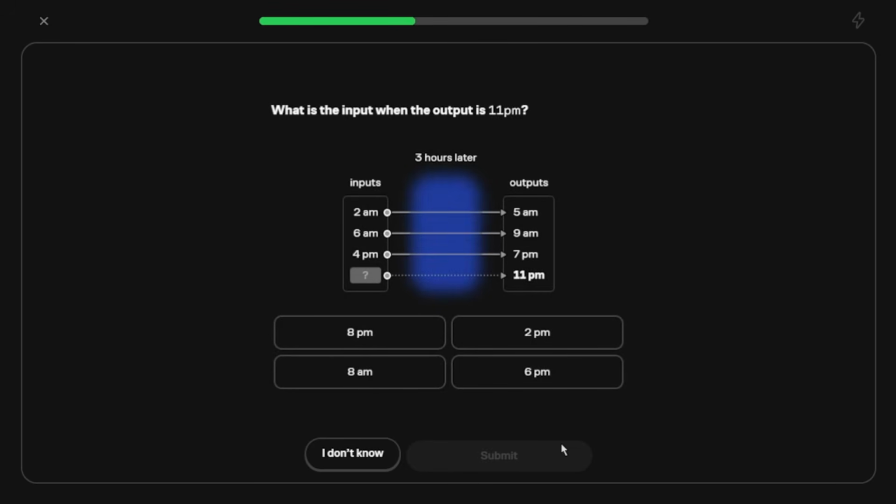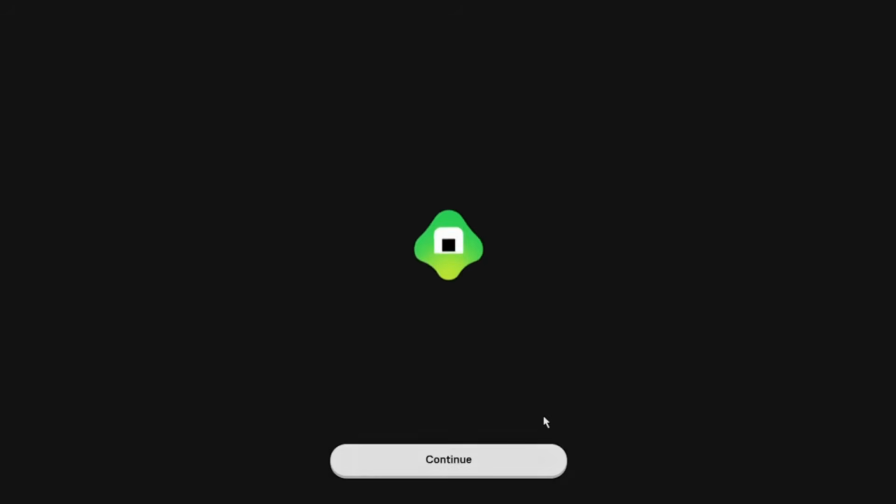Let's continue. Here I have the function 3 hours later, and the inputs are 2 a.m. to 5 a.m., 6 a.m. to 9 a.m., 4 p.m. to 7 p.m., and what goes to 11 p.m.? So instead of adding, what if I subtract? 11 minus 3 equals 8 p.m. So I write 8 p.m. Let's continue.